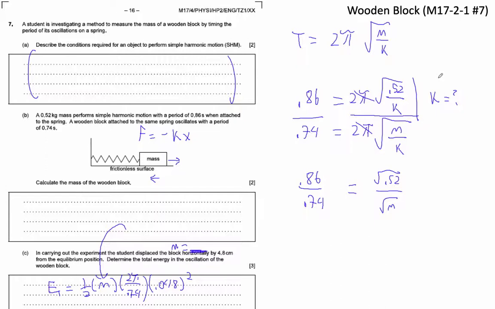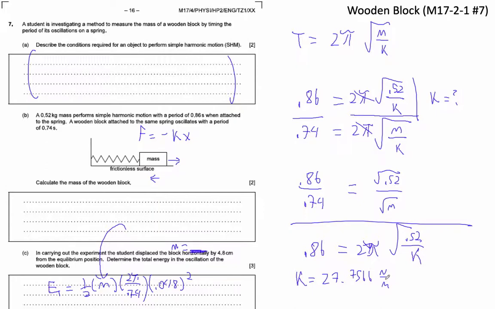But here's the other thing you can do: can't you find the spring constant of this thing? The spring constant just begs us to find that. So 0.86 is 2 pi square root of 0.52 over k, and you can solve that for k. K ends up being approximately 27.7566 newtons per meter. So solve that for k, and then isn't your total energy just 1/2 kx naught squared? Just plug the 0.048 in for that, and you're set. Is this easier or is that easier? I just don't know. They're the same. All right, let's keep going.